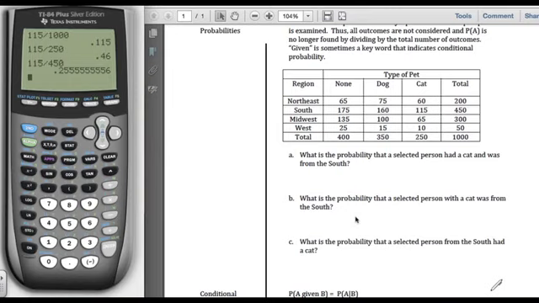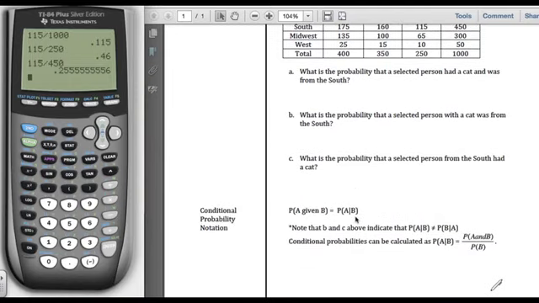As far as notation goes, the probability of A given B, the probability of something occurring given that your sample space is narrowed down to B, can be written as this: capital P for probability, in parentheses, A, this vertical line means given, A given B.